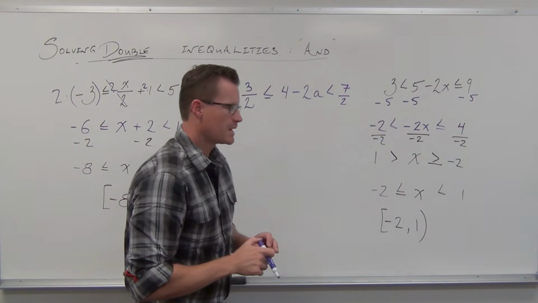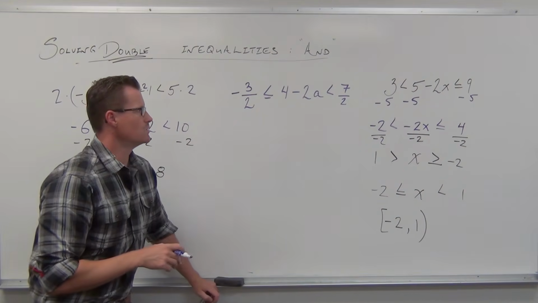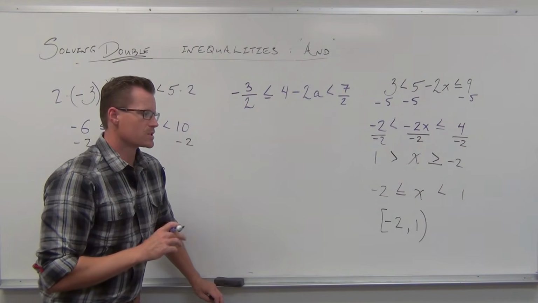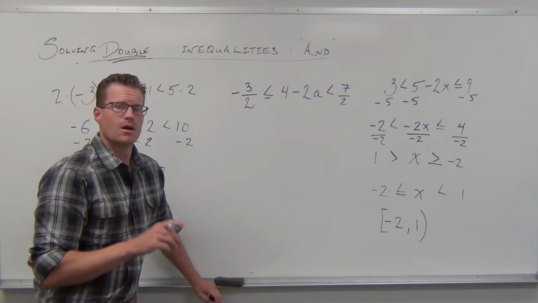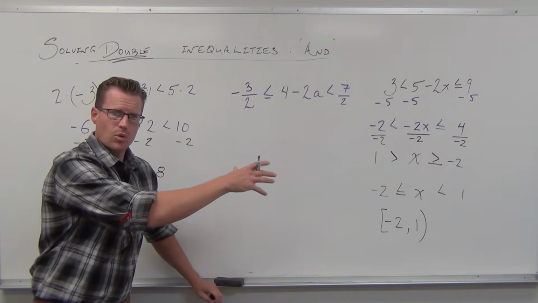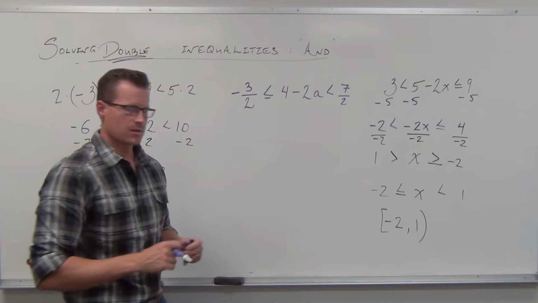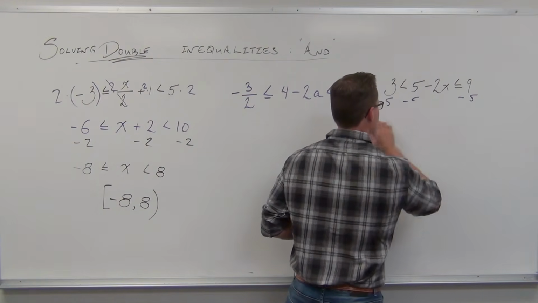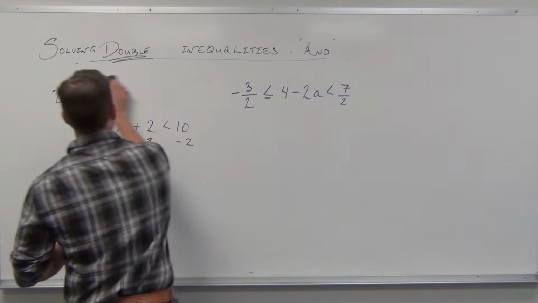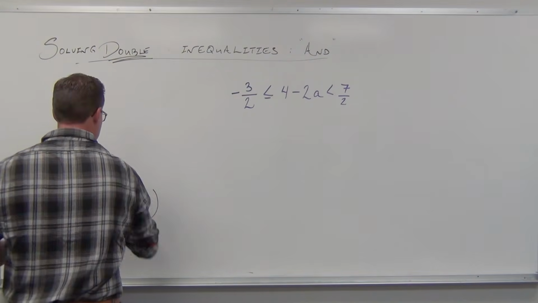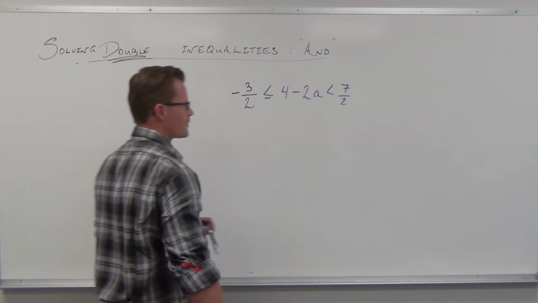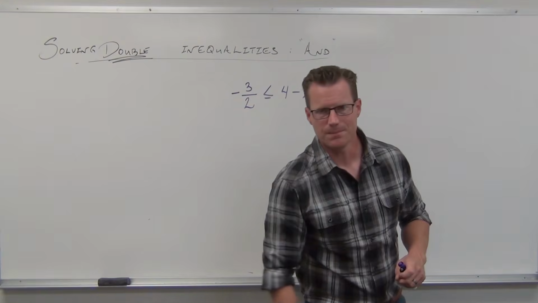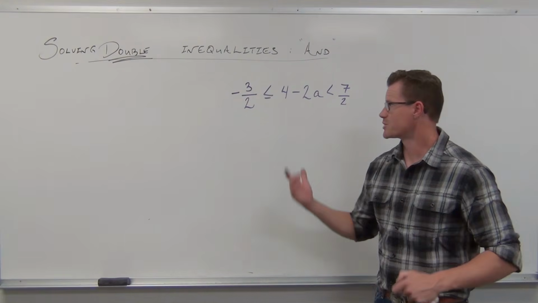Here it is. So let's do that. -3/2 is less than or equal to 4 minus 2a, which is less than 7/2. Try that on your own as I'm erasing the board, or if you want to pause the video, give it a whirl. Okay, if you've already worked it out, great. If not, you'll work through it with me. I'm going to ask you questions about it.